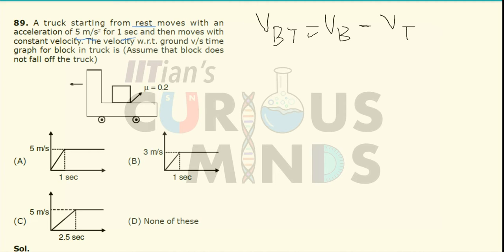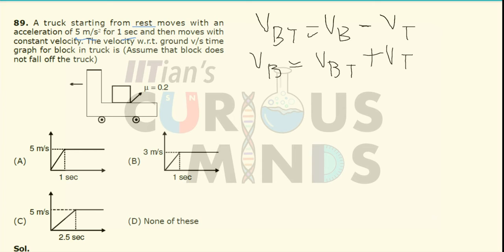Now over here if I want to calculate the velocity of the block with respect to ground, it will be equal to the relative velocity of the block with respect to the truck plus the velocity of the truck with respect to ground. Now let us calculate each of them. What is the velocity of the truck?